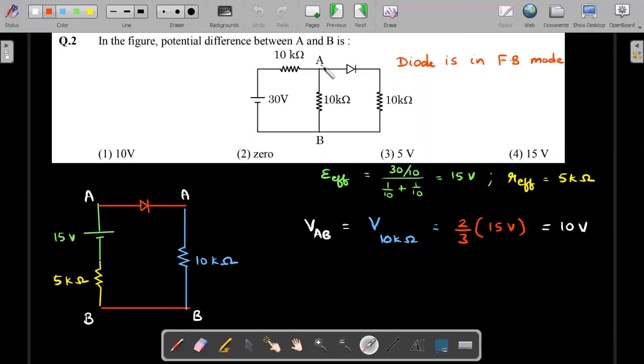So we can argue that the potential difference across A and B is the same as the potential difference across this 10 kilo ohm, right? You could see this is a 1:2 ratio, so 2/3 of the 15 volt would be across that. So the answer should be 10 volt. I hope that is pretty clear. It's all about noticing that the diode is in the forward bias mode.